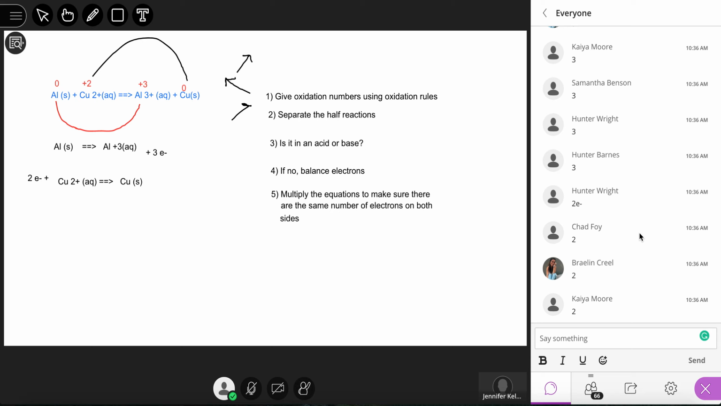Okay, let me move these things out of the way. All right. Let me put this more where I want it.